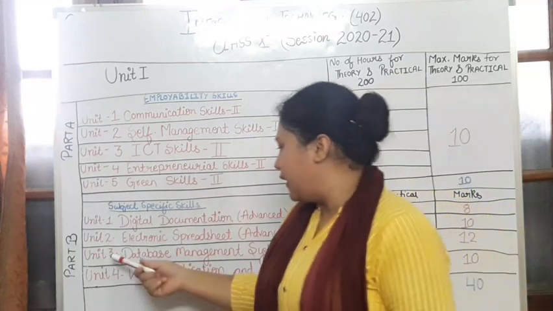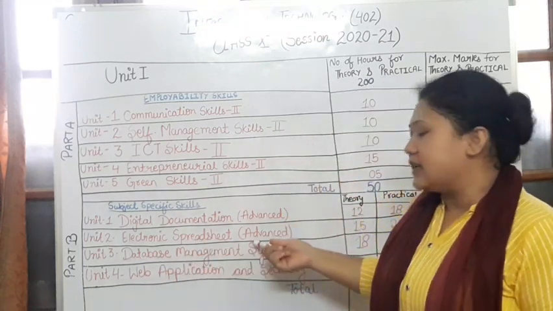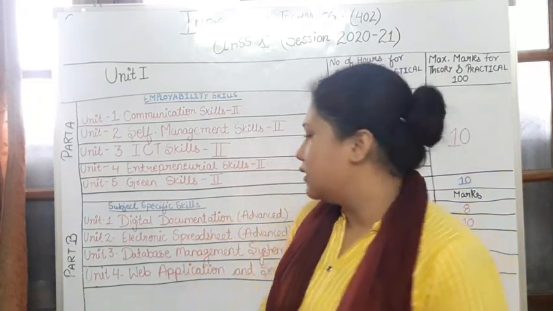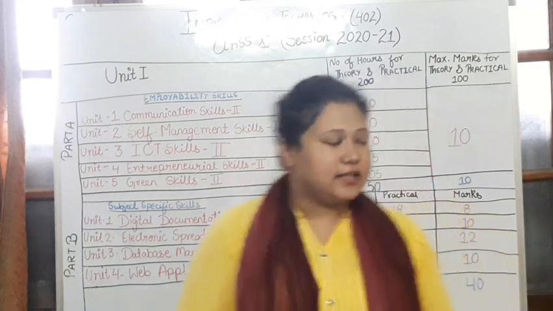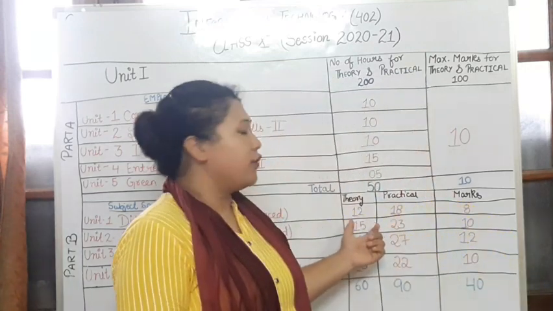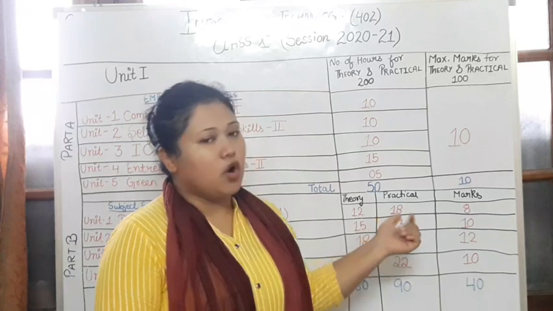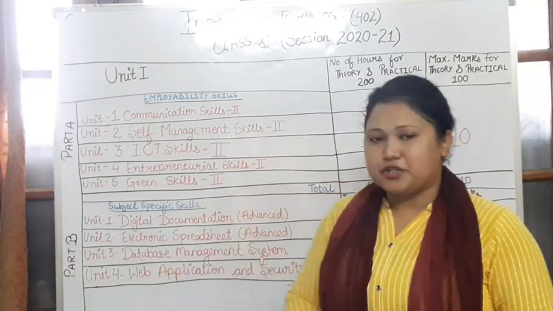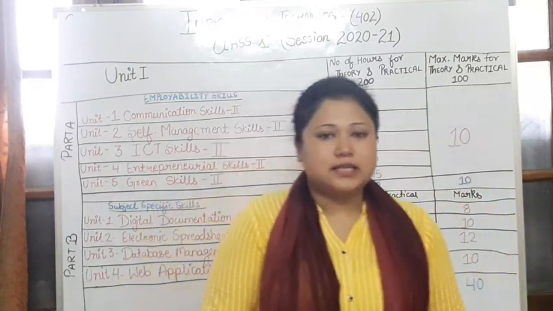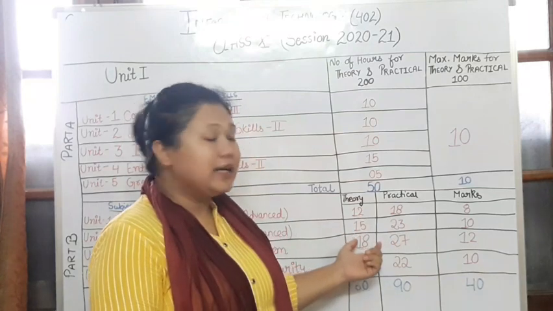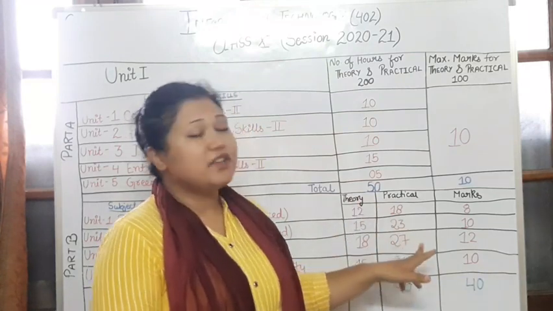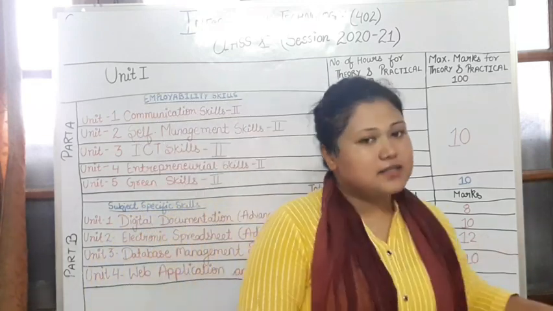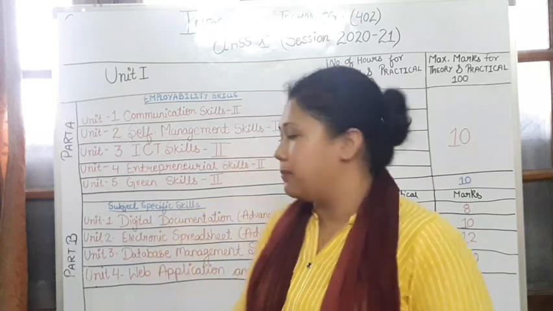Second is unit 2, electronic spreadsheet. Again, it is advanced because we have already studied it in 9th grade. Electronic spreadsheet consists of 15 hours for theory and 23 hours for practical. Next is unit 3, database management system. This unit consists of a total of 18 hours for theory and 27 hours for practical. And from this chapter, 12 marks of questions will be in the question paper.